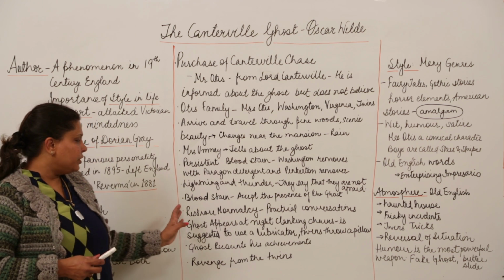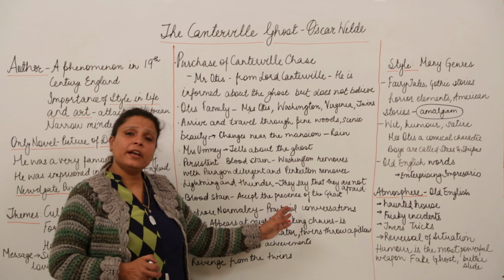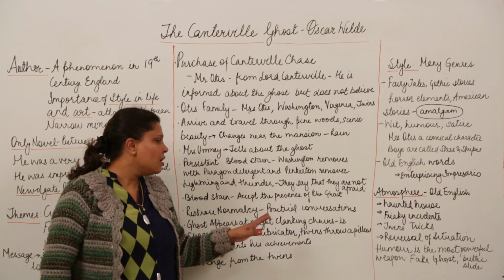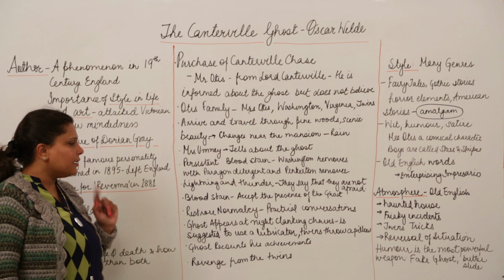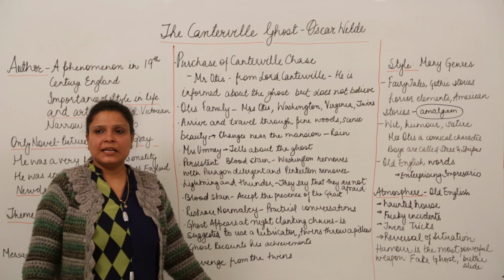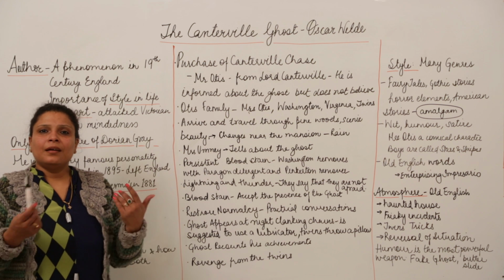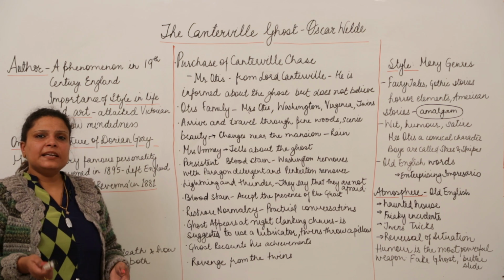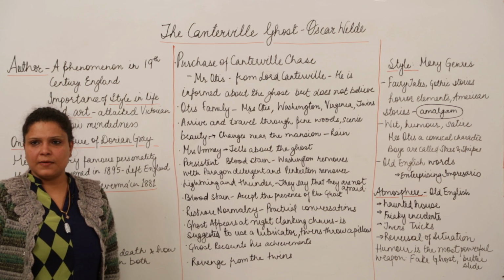They try to restore normalcy. They go for a drive. They do not entertain any supernatural conversation, so that everybody is at peace, and then they sleep. But again, the ghost appears at night, clanking his chains, and Mr. Otis, instead of being frightened, is irritated, and he comes and tells the ghost to use a lubricator for his chains so that they don't disturb others.